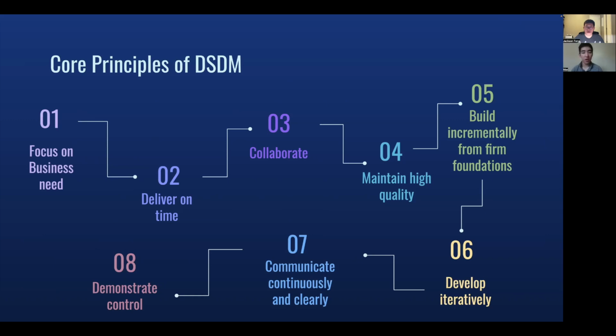Number seven, communicate continuously and clearly. So continuously is pretty self-explanatory, and make sure you're able to tell your contributors what you want for your product, what bugs you need to fix, what issues you need to address. Stakeholders, remember, you got to be able to receive feedback so you can adjust your project according to that. And last but not least, demonstrate control.